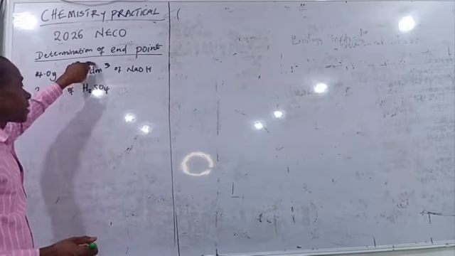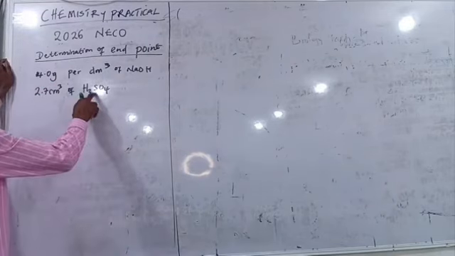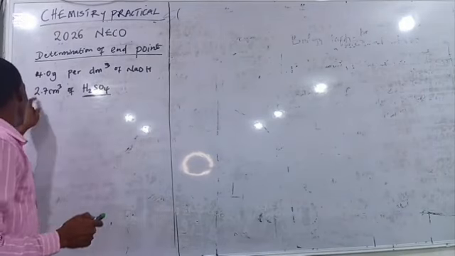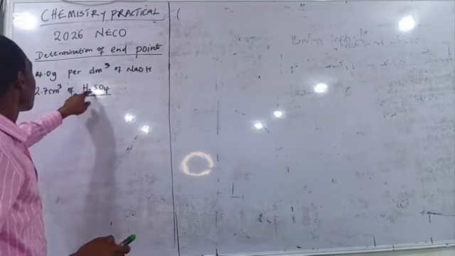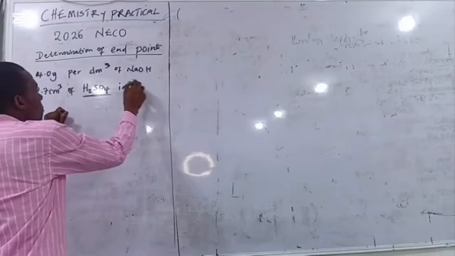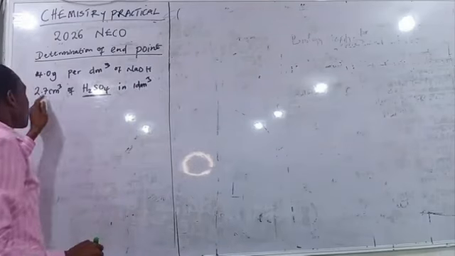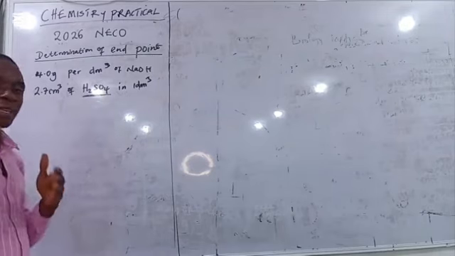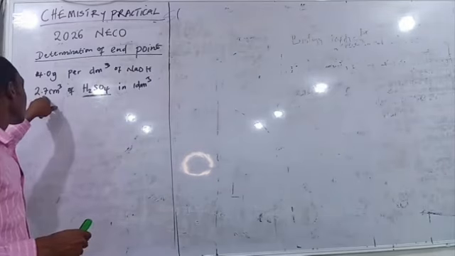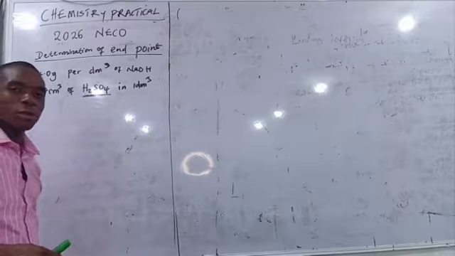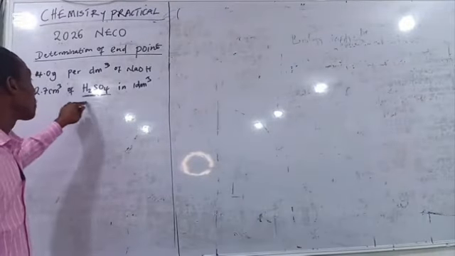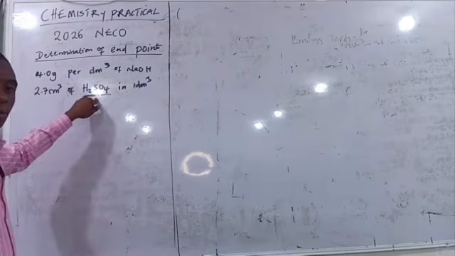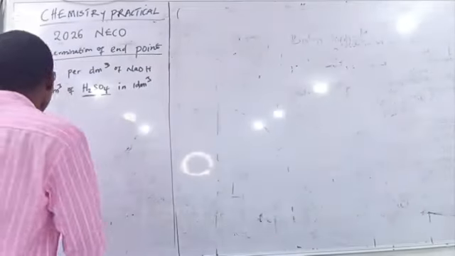For us to know the endpoint, the first thing is we determine the concentration of H2SO4 in stock. We are asked to put this 2.7 cm cube of H2SO4 in 1 dm cube. That is the concentration for every portion of the H2SO4 that will be made available to students. You have 2.7 cm cube of H2SO4 in 1 dm cube. Now we are going to measure this 2.7 from concentrated H2SO4. That's the H2SO4 in stock. You need certain information in order to do this calculation.